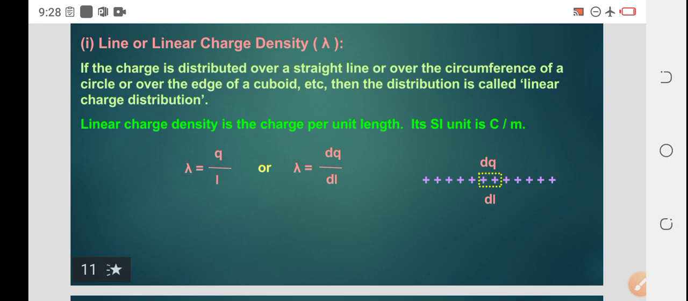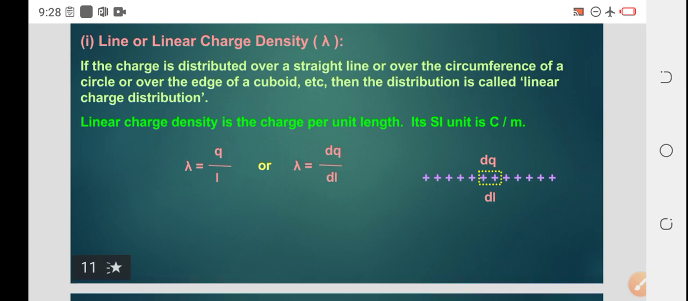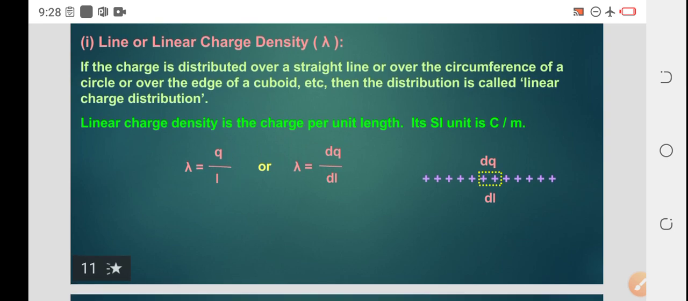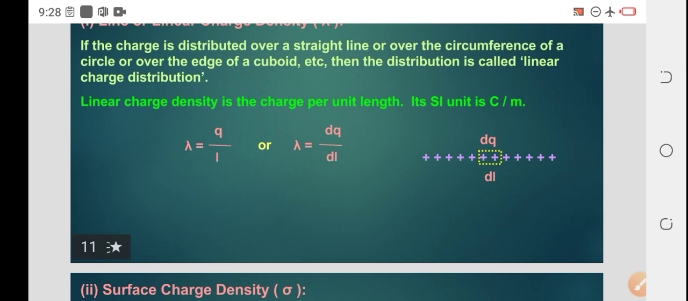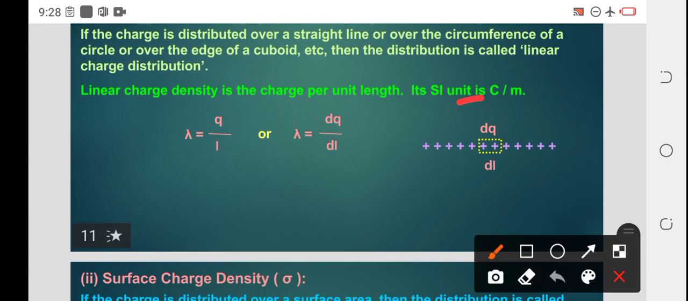It is represented by the symbol lambda. Linear charge density is the charge per unit length. This is another definition. In SI units, it is represented as coulomb per meter, and lambda equals Q by L. For a small charge over a small length, it can be considered as lambda equals dq by dl. You can see the figure. From the figure, for the small length, it will be dq by dl.